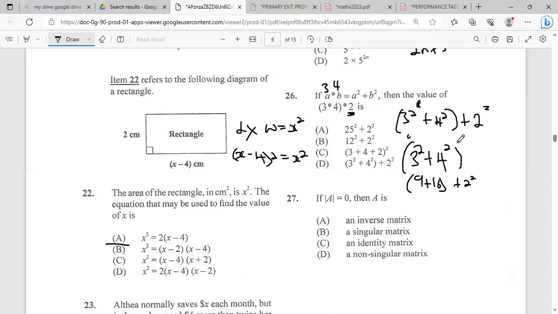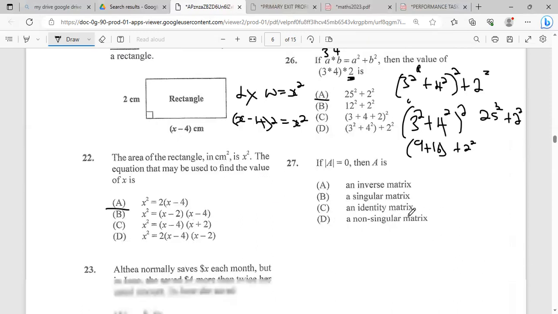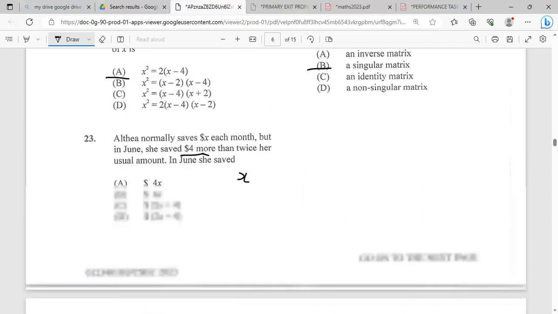Oh, I left off a square. Sorry, guys. Because it was supposed to be a squared. This is our a. We did square. Sorry. So this becomes 25 squared plus 2 squared. So that would be a. If that is equal to, the modulus is equal to that, that means it's a singular matrix. The determinant is equal to 0.